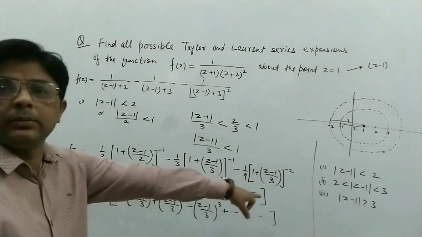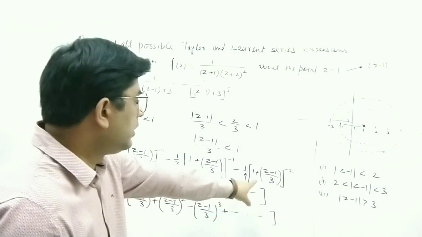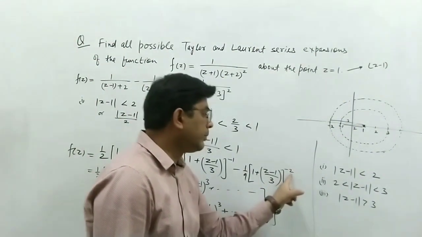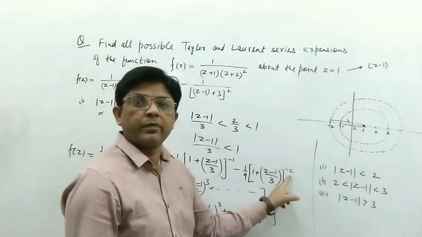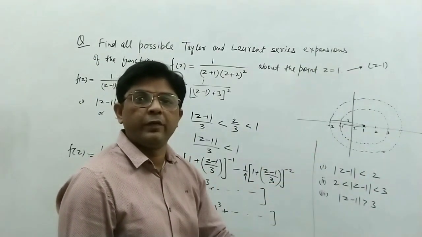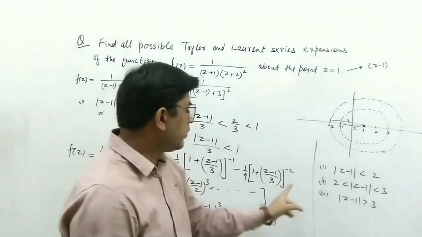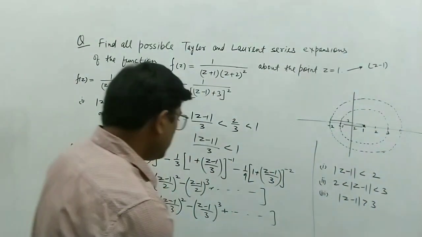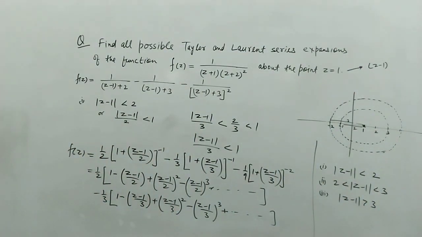And in the third term, we will use the formula 1 plus x to the power minus n. That will be 1 minus nx plus n(n minus 1) x square upon 2 factorial minus and so on. So we can write 2, 3 terms here. So I am writing this here.